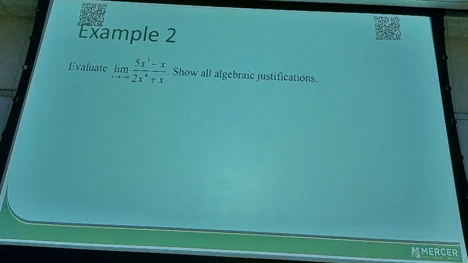As x approaches negative infinity, 5x cubed minus x over 2x to the 4th plus x. With a quick look at this, you should see the limit is 0. That x to the 4th term dominates and it's in the denominator. Your denominator is growing quicker than your numerator, which means you're going to go to 0. Let's algebraically say it.